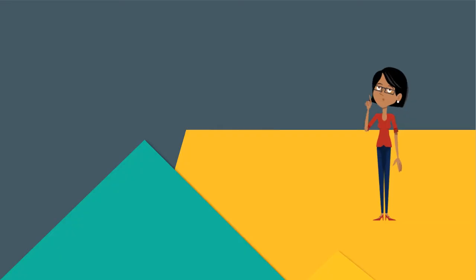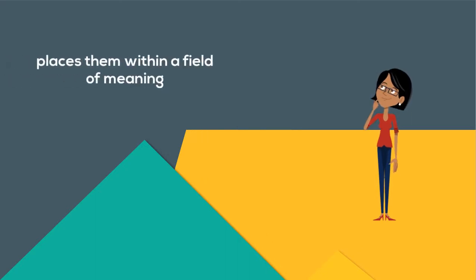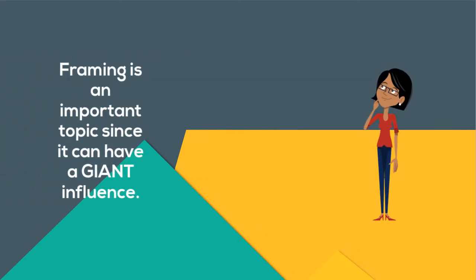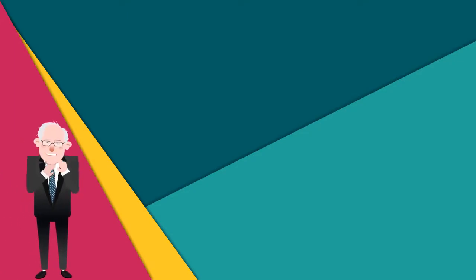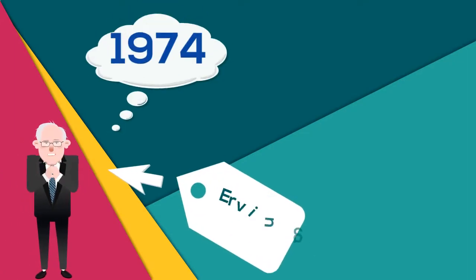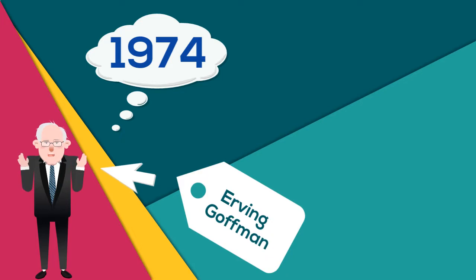The basis of framing theory is that the media focuses its attention on certain events, then places them within a field of meaning. Framing is an important topic since it can have a giant influence. Framing theory suggests that how something is presented to the audience influences the choices people make about how to process that information. The framing theory was first put forth by Erving Goffman in 1974 under the title of frame analysis.